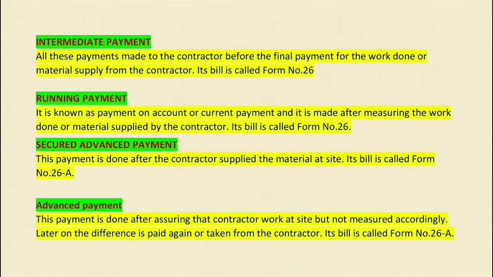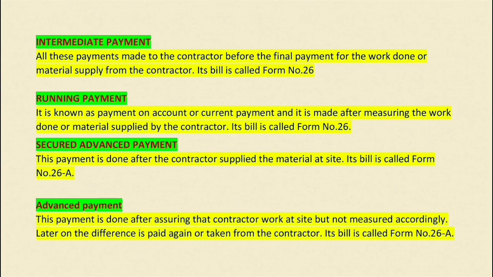Secured advanced payment. This payment is done after the contractor has supplied the material at the site, and its bill is called 26A. It is made to the contractor when he has supplied the material at the site or done some work. So after he has done something, this payment is made. This is an advance payment, but it's secured because the contractor has supplied the material or has done something before completion of the project. So this is known as secured advanced payment, and its form is called 26A.